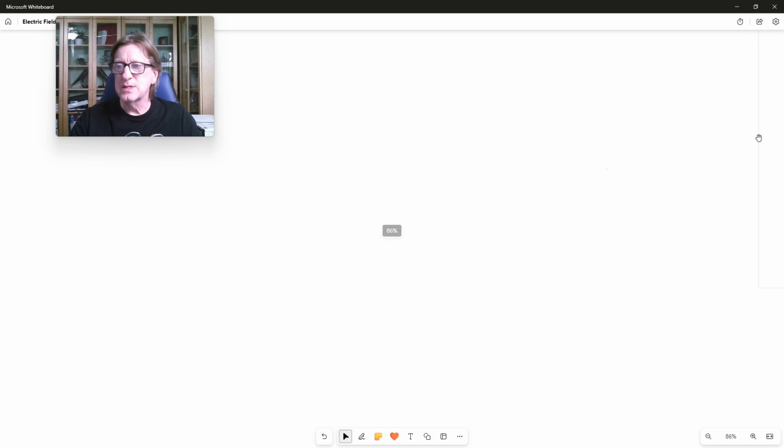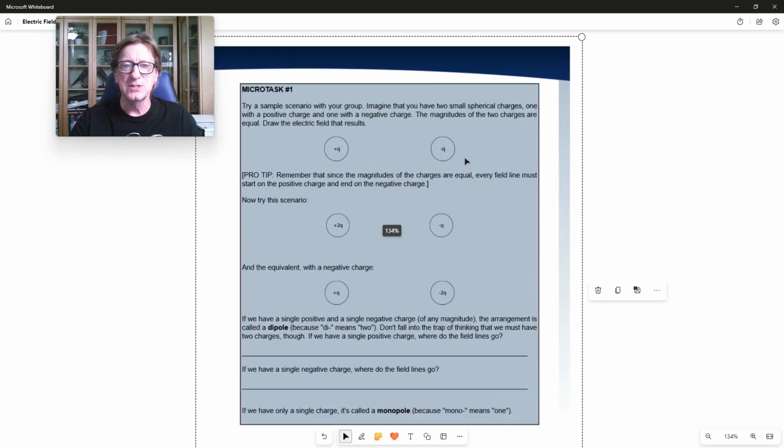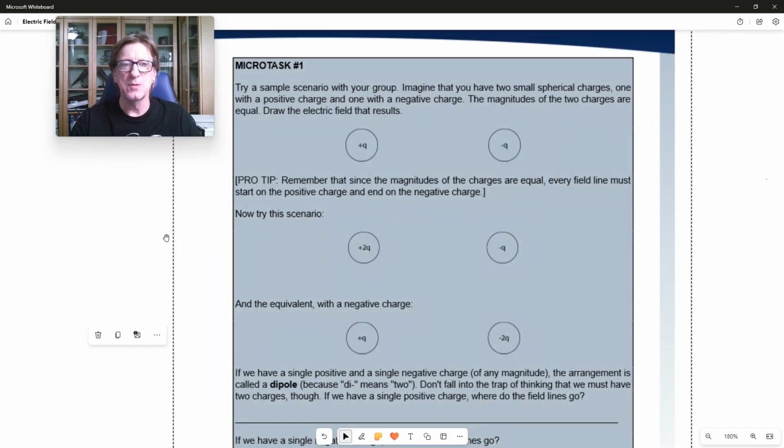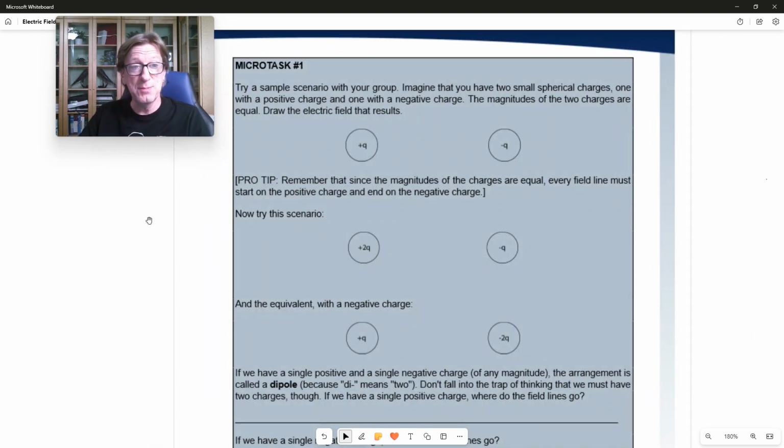So let's bring this next microtask out. Go ahead and flip over to that next page. Let's get some practice drawing. And then we're going to use what we learned here to come up with a mathematical way. So what I want you to do now is stop the video, see if you can actually draw all of these electric fields that you see here. Stop the video, really important, and let's do that now.